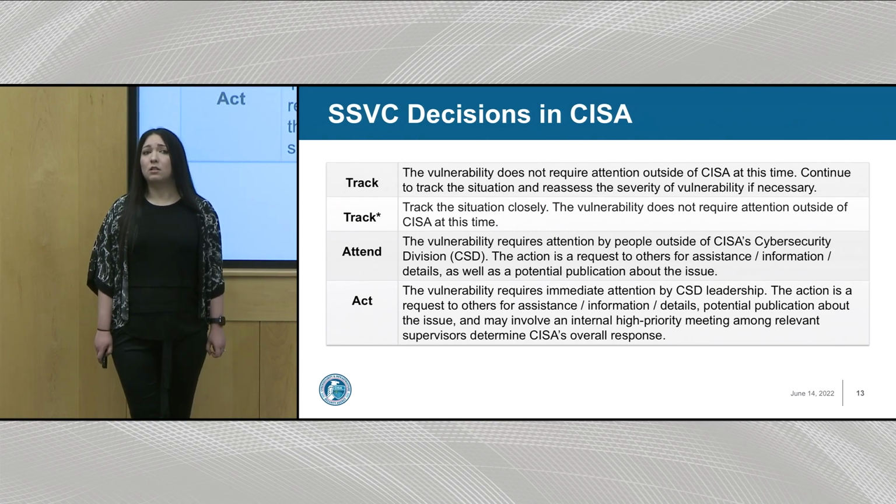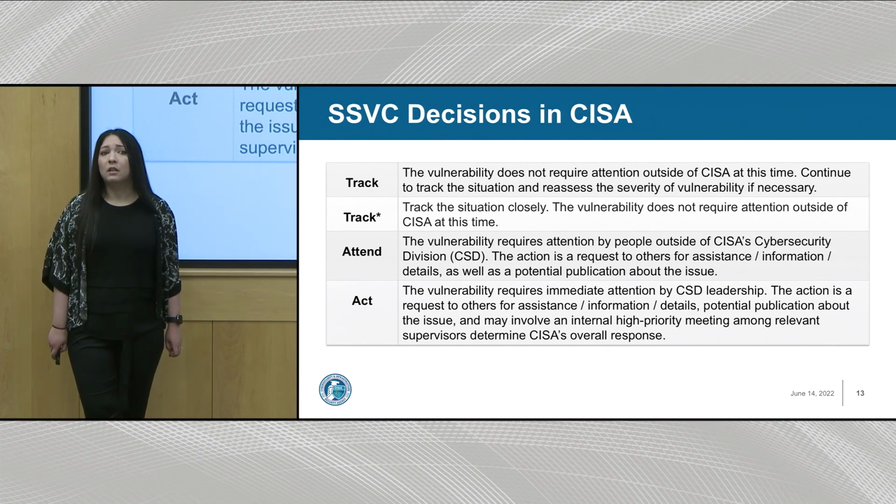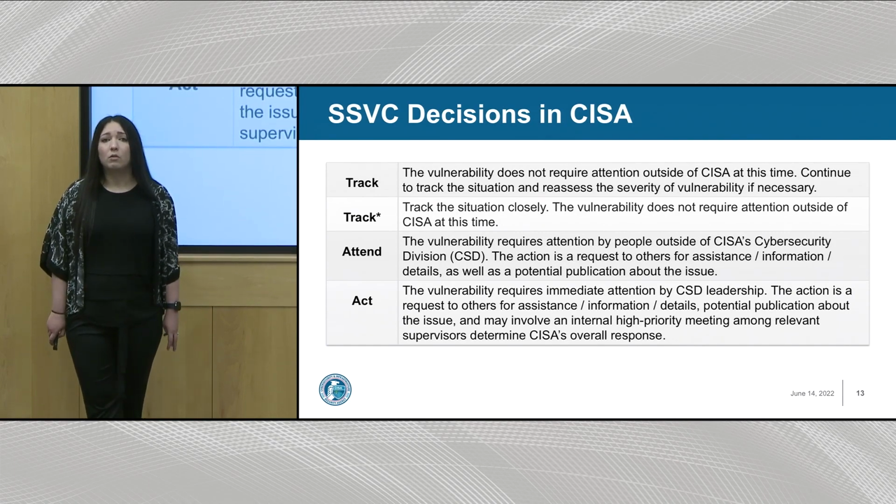Attend is the next decision. The vulnerability requires attention by people outside of CISA's cybersecurity division. The action is a request to others for assistance, information, details, as well as potential publication about the issue. And the most severe decision in this model is act. The vulnerability requires immediate attention by CSD leadership. The action is a request to others for assistance, information, details, potential publication about the issue, and may involve an internal high-priority meeting among relevant supervisors to determine CISA's overall response.